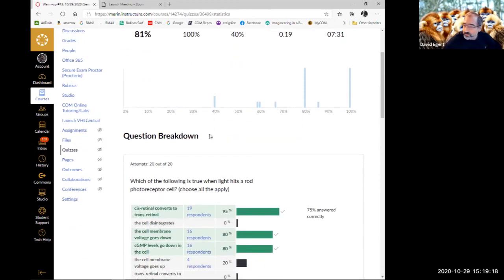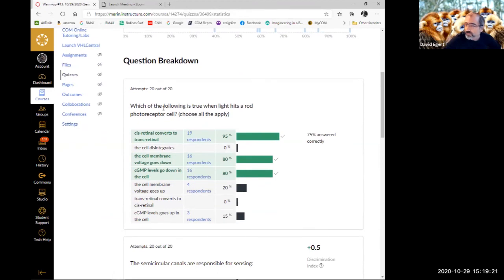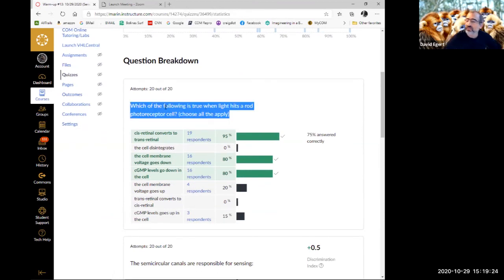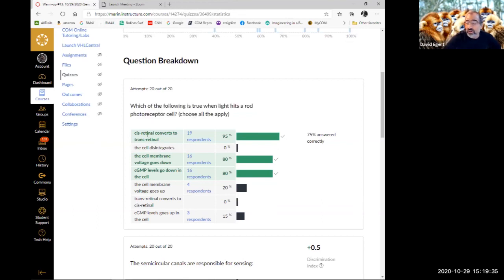All right, so which of the following is true when light hits a rod photoreceptor cell? This week we talked about the whole process of phototransduction. Again, it all starts with this: cis-retinal converts to trans-retinal, and then it's going to detach from the opsin. The activated opsin is going to activate that G protein, the transducin, which is going to start a second messenger pathway, which turns on phosphodiesterase. And when phosphodiesterase turns on, it breaks down cyclic GMP.